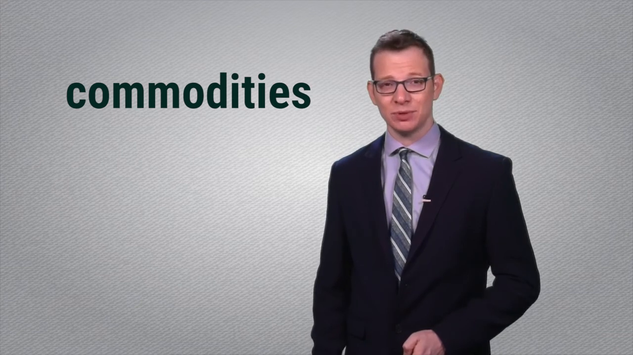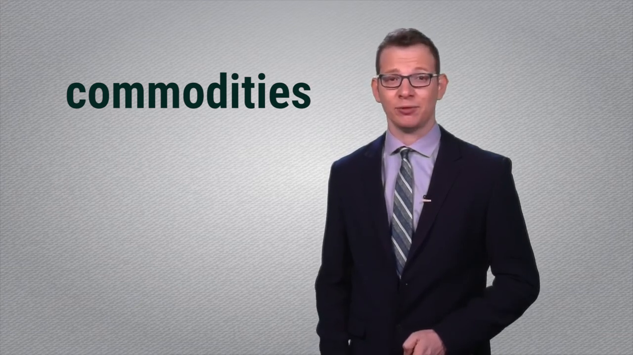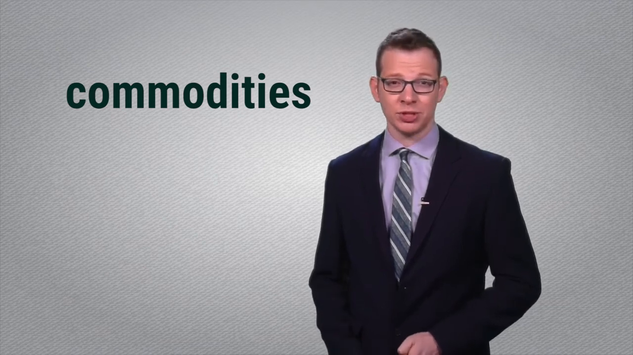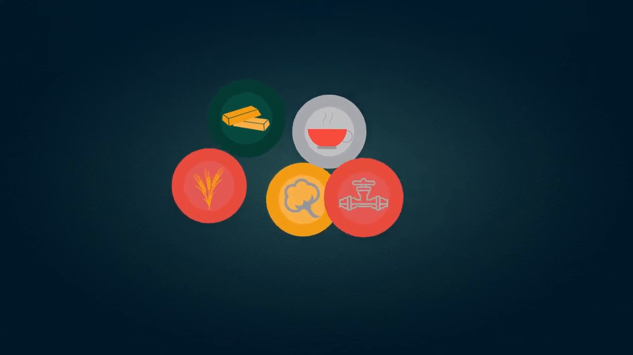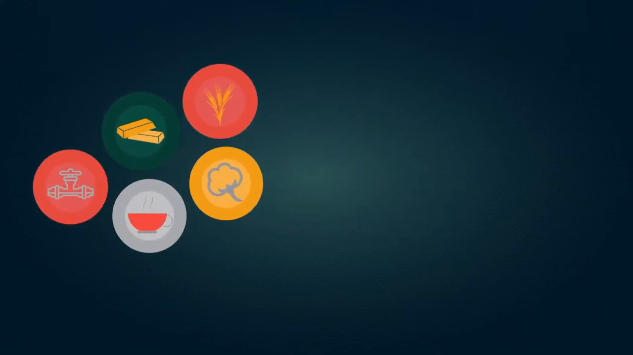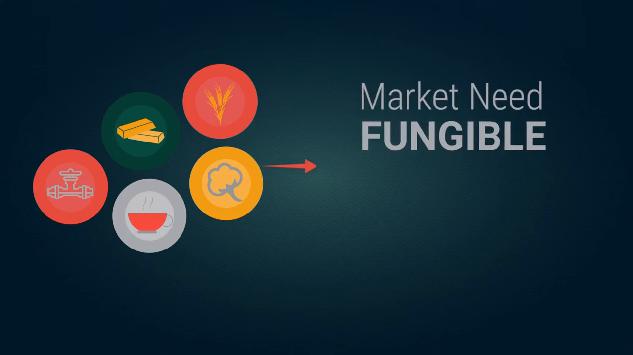CFDs allow you to trade commodities. Commodities are basic materials we use in everyday life for food, clothes, any kind of consumer or industrial material such as gold, cocoa beans, wheat, cotton, and natural gas. To be a commodity, an asset must satisfy a market need and it must be fungible. That is, each unit of the commodity class must be exchangeable with another unit since the characteristics of the asset are the same.